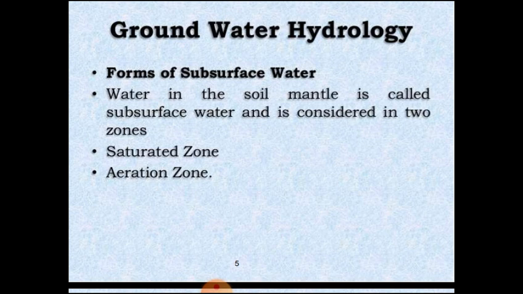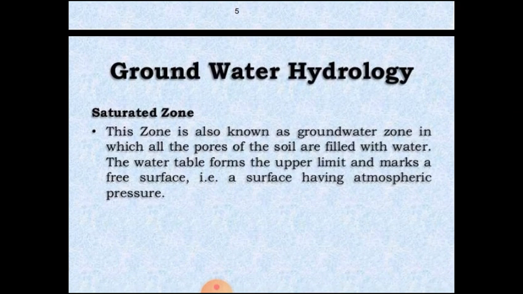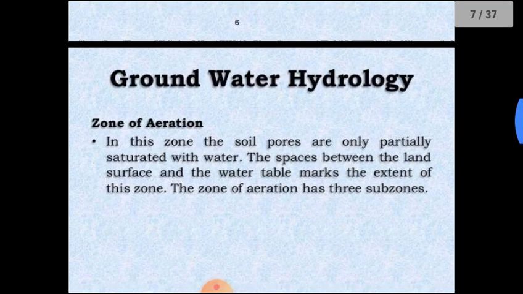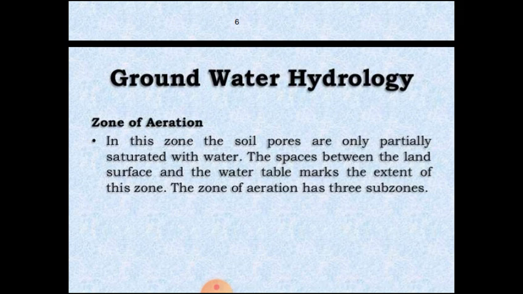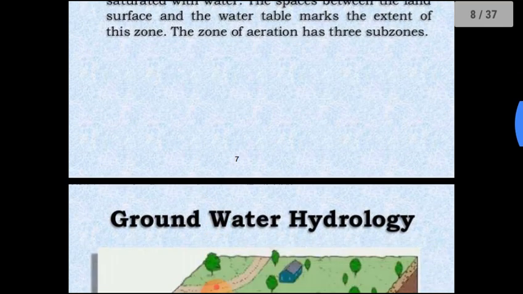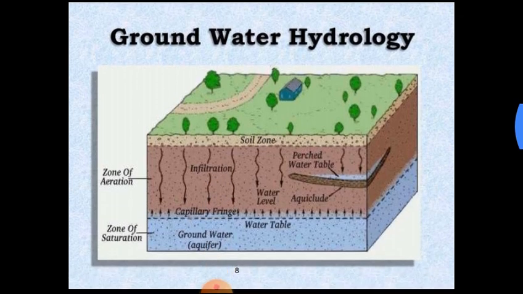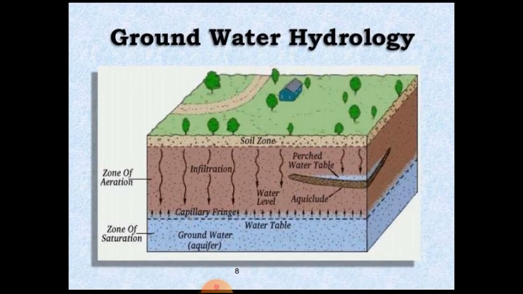And zone of aeration means that the voids are totally filled with air. If the voids are filled with water, that is called zone of saturation. So we divide it in those two ways. The saturated zone is also known as the groundwater zone, in which all the pores of the soil are filled with water. The water table forms the upper limit and marks the free surface. So this is called the saturated zone. Zone of aeration means the voids are filled with air. This is a diagram related to zone of aeration and zone of saturation.